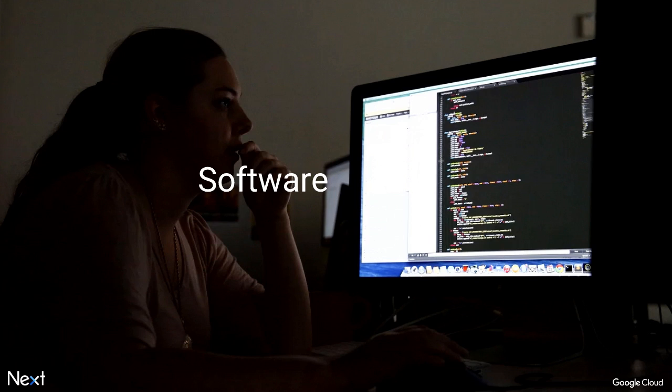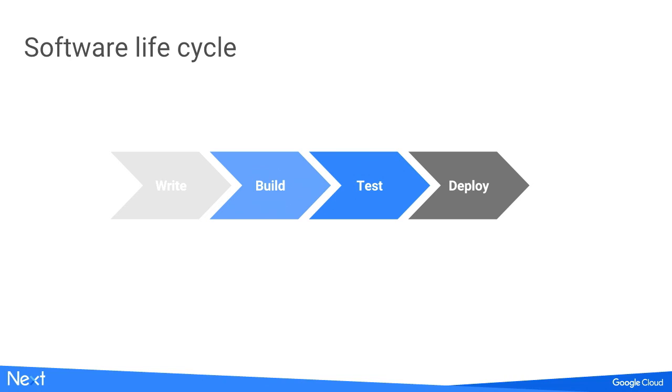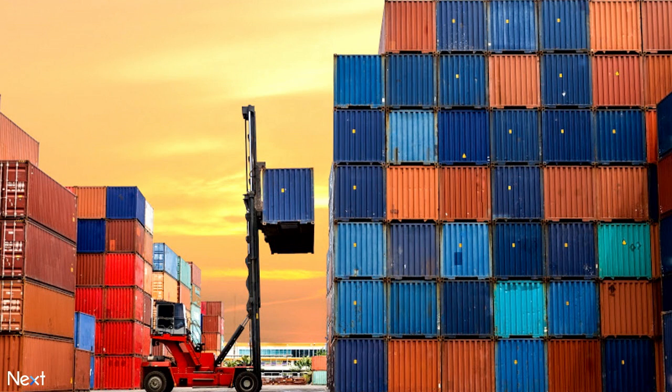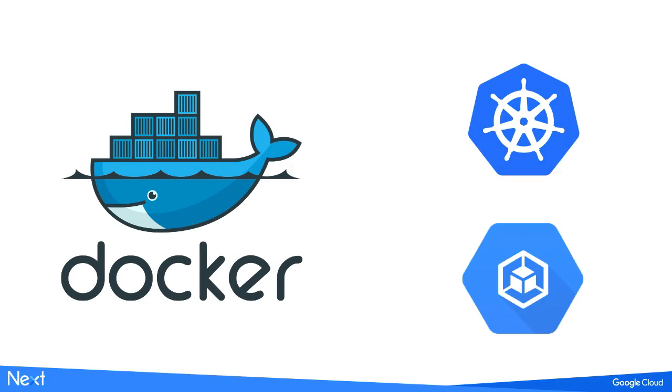So now let's talk about software, or more specifically, let's talk about the software lifecycle. And for purposes of this, let's break it down to something super simple. You write, you build, you test, and you deploy. And because it's a cycle, you do this over and over and over again. So let's say you built some software, and you decided to package it into a container, because containers are cool and stackable.